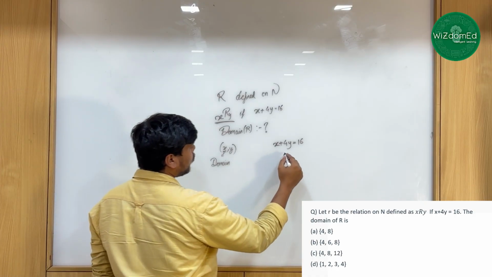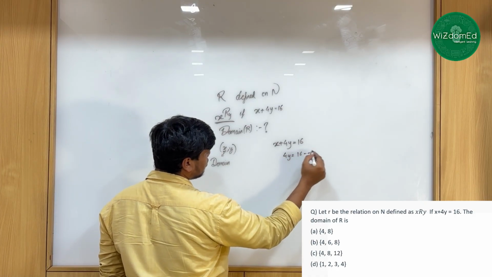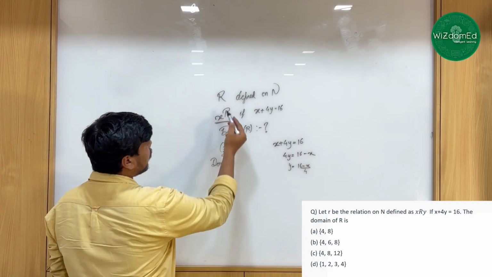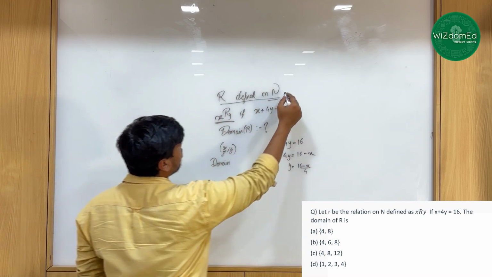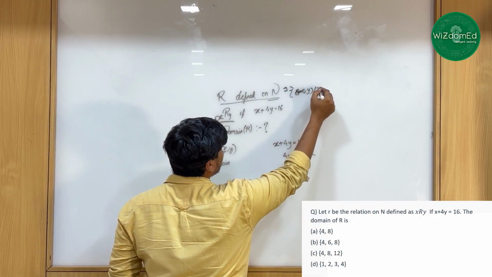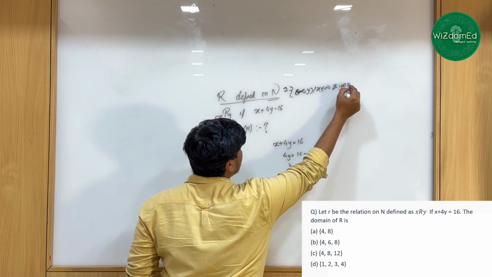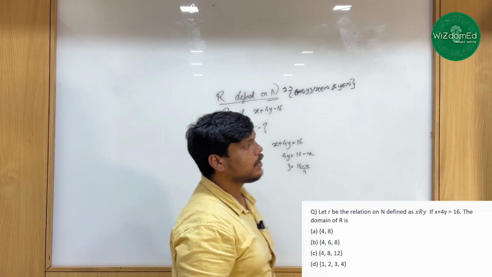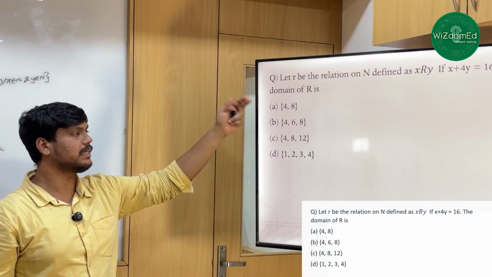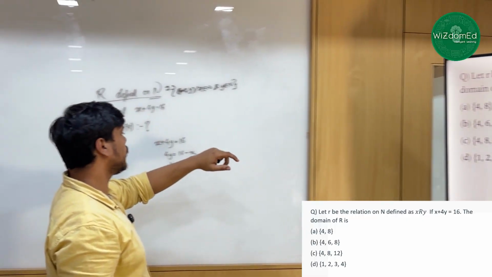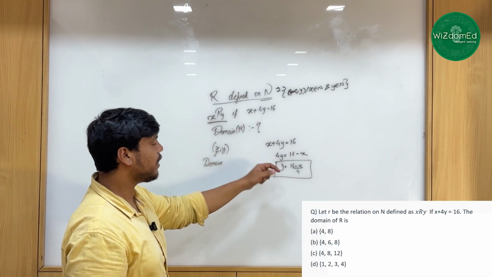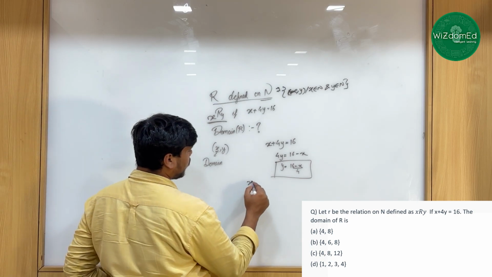If I want to, can I write it in this way? y is equal to 16 minus x by 4. Now we are aware that the relation is defined on N. That means the R would look like ordered pair x, y such that x and y both belong to natural numbers. But to our luck, all the options that we have here are natural numbers. So we cannot directly look at the options and tell which could be the domain. We need to figure out which of the values of x will give the value of y to be a natural number.